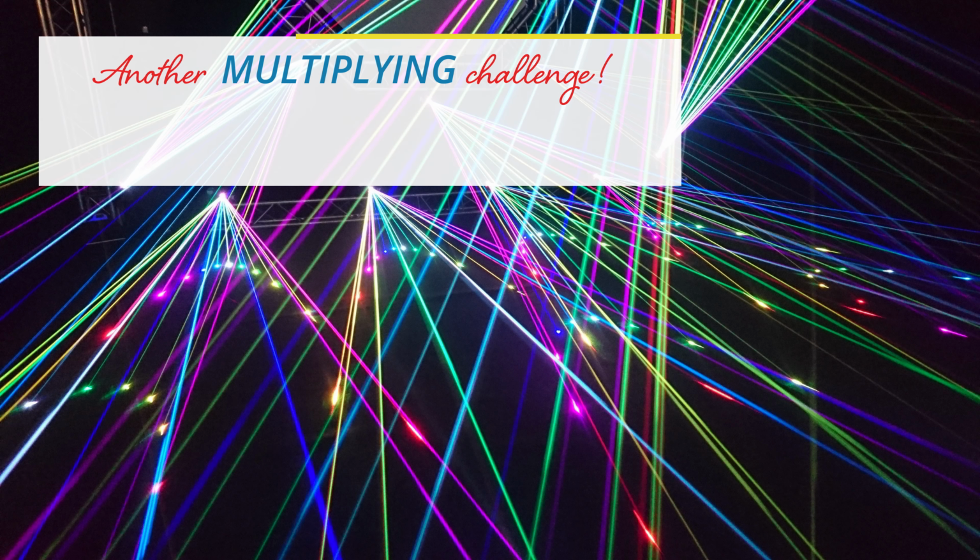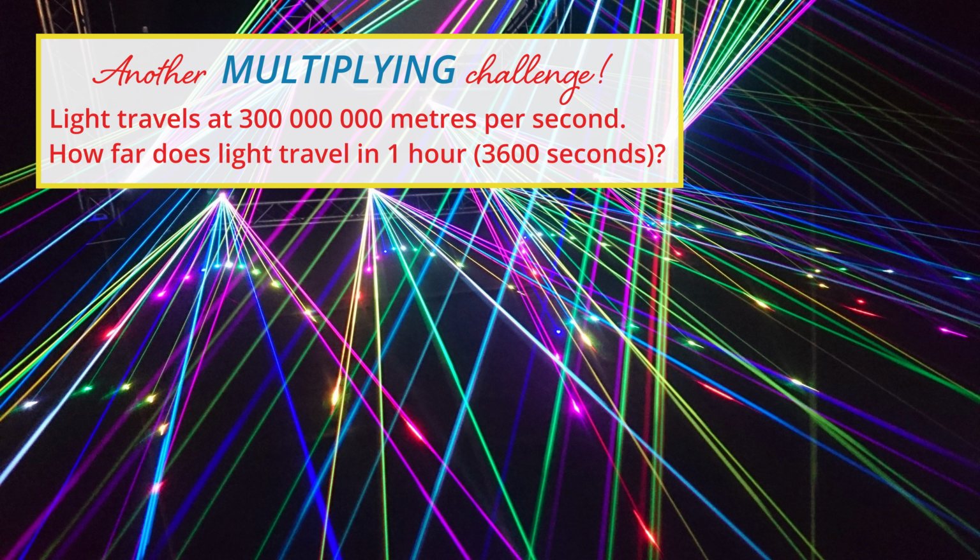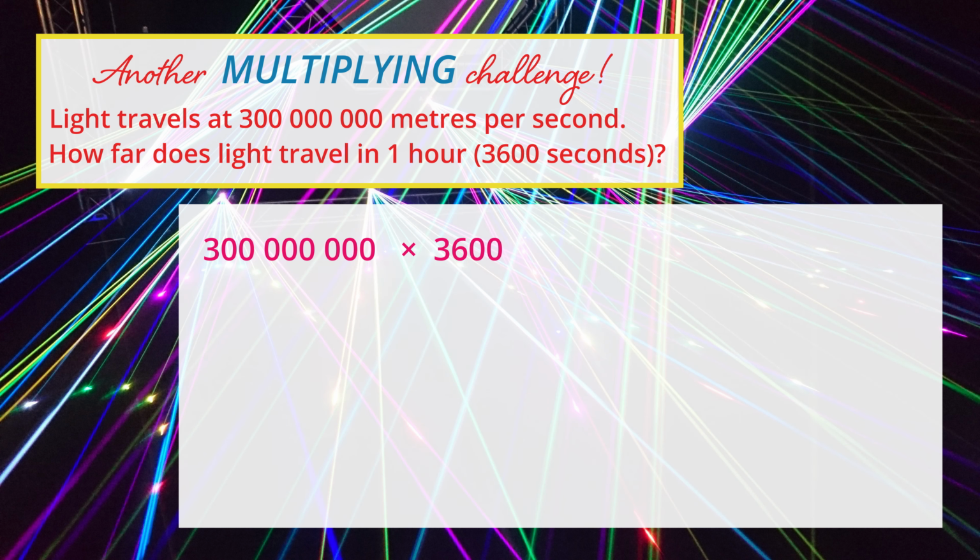Here is another challenge to multiply with scientific notation. Light travels at an incredible speed of 300 million metres per second. How far does light travel in 1 hour, which is 3,600 seconds? First, we convert both ordinary numbers to scientific notation. 300 million is 3 times 10 to the exponent of 8. 3,600 is 3.6 times 10 to the exponent of 3.